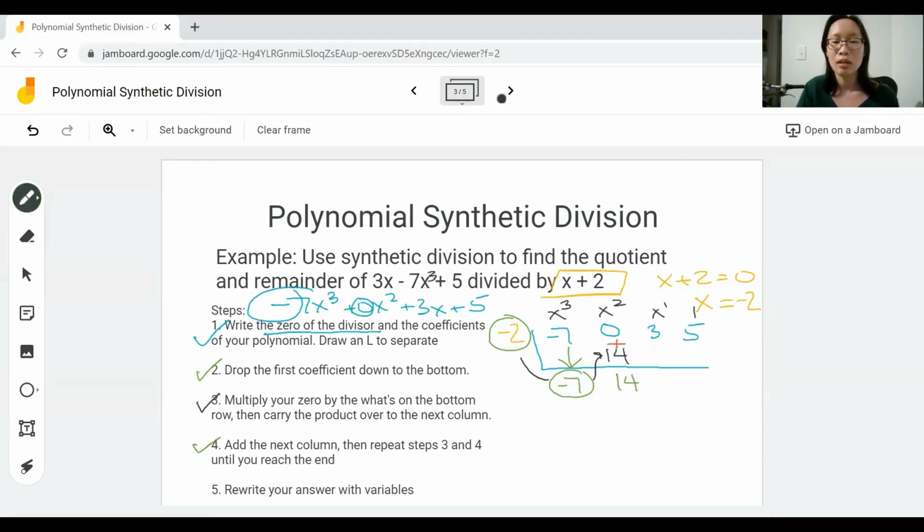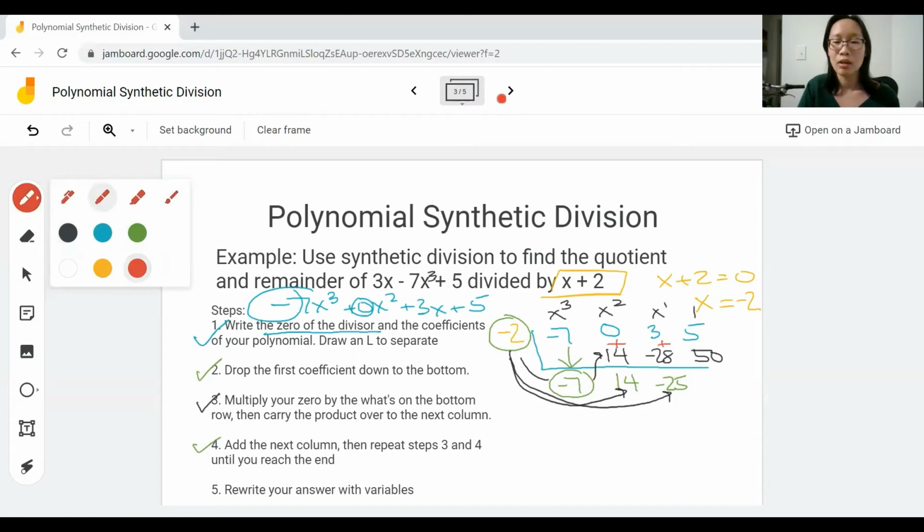So again, negative 2 times 14 is negative 28. I'm going to add down the column, and that gives me negative 25. And then I'm going to multiply again. Negative 2 times negative 25 is positive 50. I'm going to add down the column, and that gives me 55.